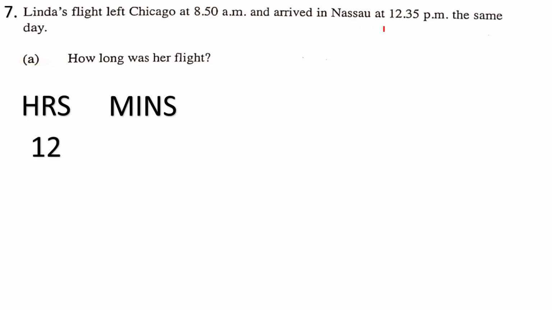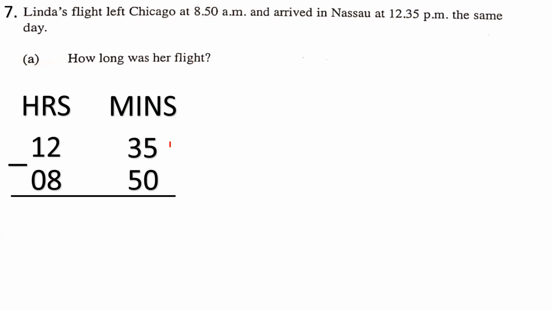So we always put the ending time at the top. So we have 12:35, so 12 hours, 35 minutes. And the departure time, the time that she left, we put at the bottom. It's 8:50, so it's going to be 8 hours and 50 minutes. We have to subtract, so we put the subtraction sign, and we say, okay, 5 minus 5 is 0. 3 minus 5, but we cannot do that, so we must borrow.